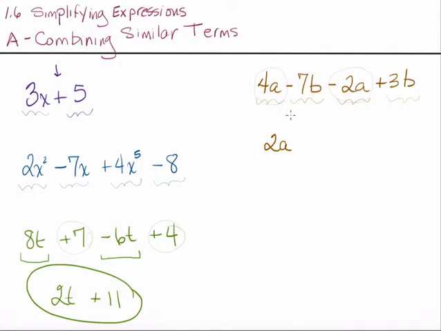I start out with a debt of 7 b's. Remember, this is like saying plus negative 7b. Adding negative 7b and positive 3b gives me a total of negative 4b, which I can write this way. But since addition of the opposite is the same as subtraction, I can also write it this way.